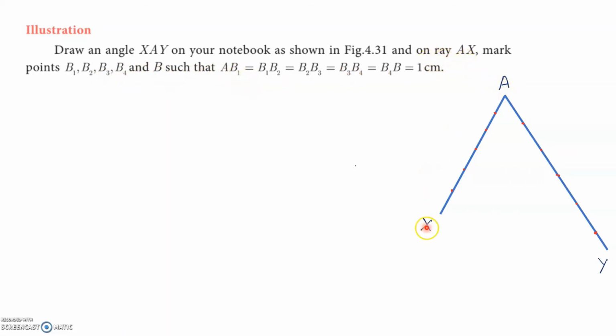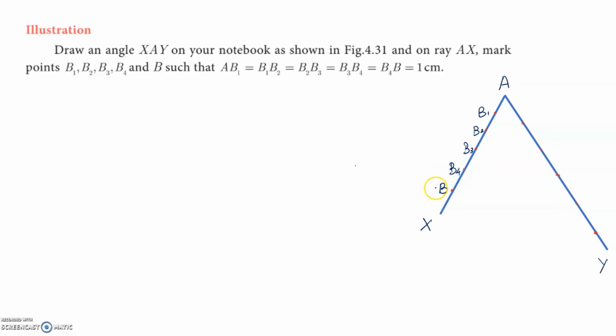So on this ray AX, let's mark B1, B2, B3, B4, and B such that AB1 is equal to B1B2, which is equal to B2B3, equal to B3B4, and equal to B4B. So let's mark them. This is our B1, B2, B3, B4, and that is B.